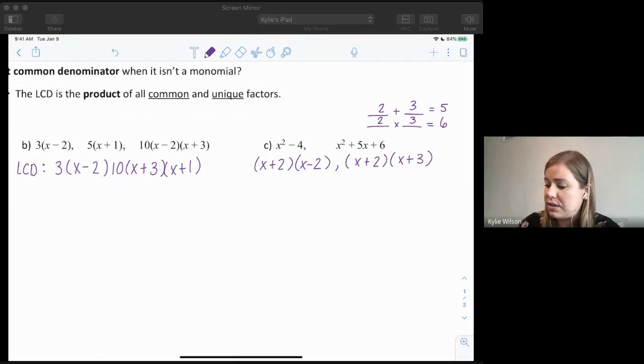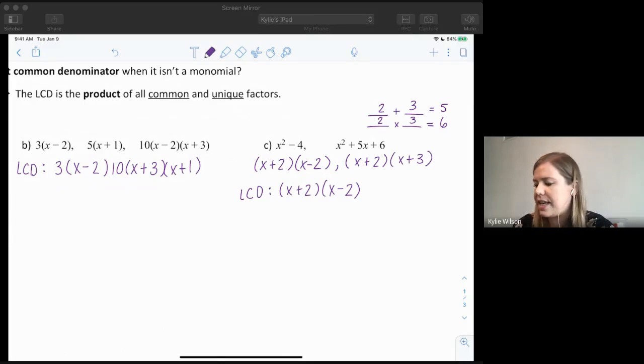Now we can find our lowest common denominator much more simply. We'll start with the first one. It has to include an x plus 2 and an x minus 2. Now if I look at the second one, I've already accounted for the x plus 2. I don't need to write that twice, so I'm just going to put the x plus 3. So that's our first little exercise of finding our lowest common denominators.